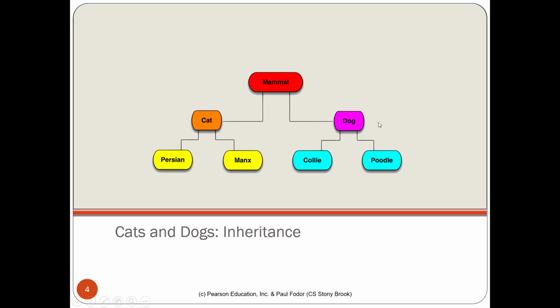But in this figure, you can see that we have three levels, right? What's the third level? You would agree with me that cats have a lot of breeds. So cat has Persian breed and Manx breed. Similarly for dog, we have poodle as well as collie.